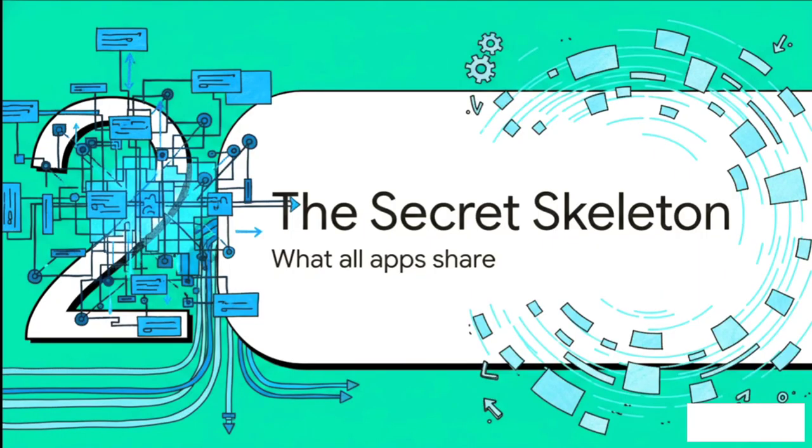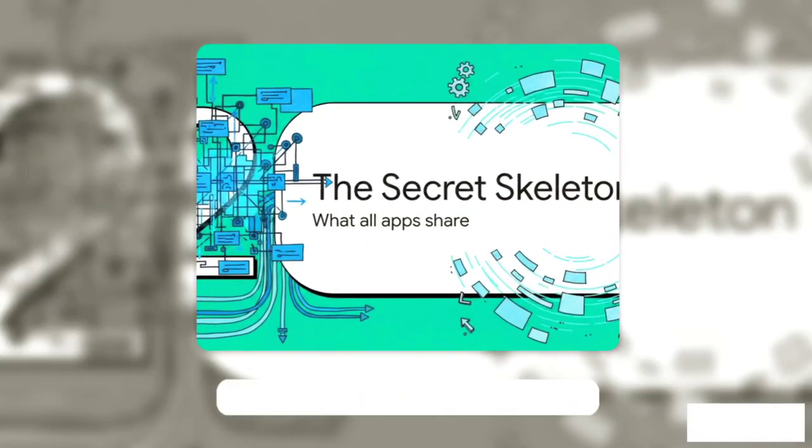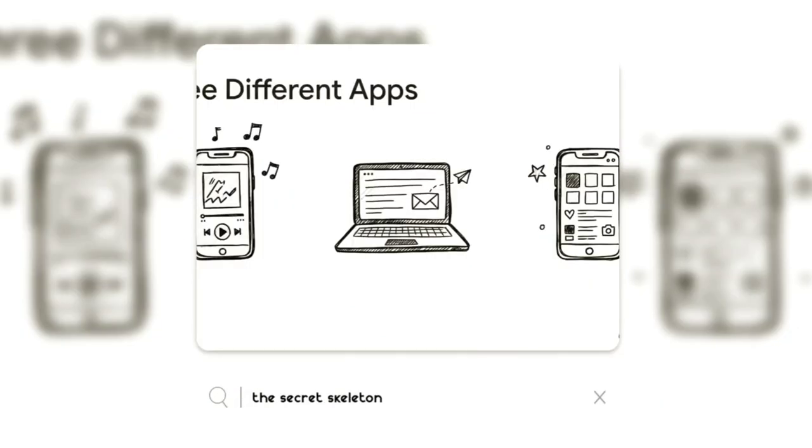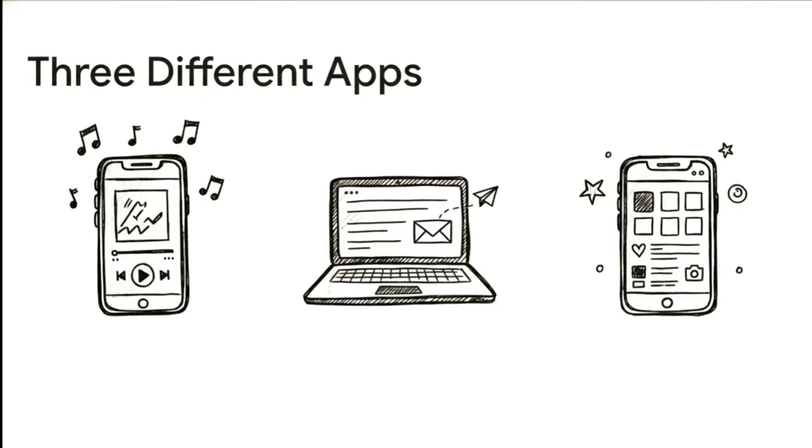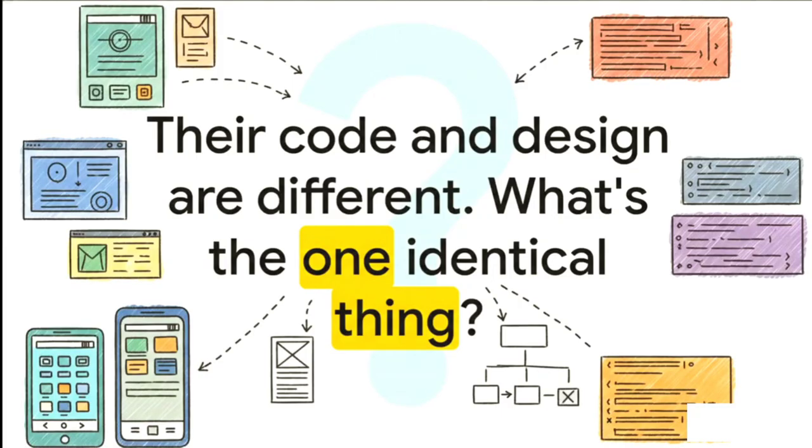Okay, so now let's get to the big secret. The one invisible structure that is hiding inside every single piece of software you have ever used. Seriously, all of them. I mean, just think about these three for a second. You've got Spotify for your music, Gmail for your emails, and Instagram for your photos. They look completely different, right? They do totally different things. On the surface, you'd think they have absolutely nothing in common. Their code is totally different, their design is different. So what is the one identical thing that they all share?